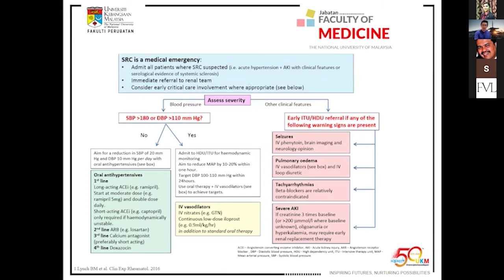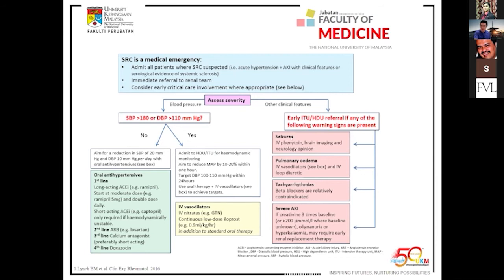So just now what I mentioned is, if you see a patient in outpatient, you can treat the blood pressure by taking your sweet time, start the ACE inhibitor, then add on other agents to control blood pressure at your pace. But if you're seeing someone inpatient in an emergency, if they come to you with a hypertensive emergency, then you might need to bring the blood pressure down aggressively. It's recommended to reduce the MAP by 10 to 20% within 1 hour. You target a diastolic blood pressure of 100 to 110 within 24 hours. And you need to use oral therapy plus or minus IV vasodilators. And you treat the other manifestations as well.